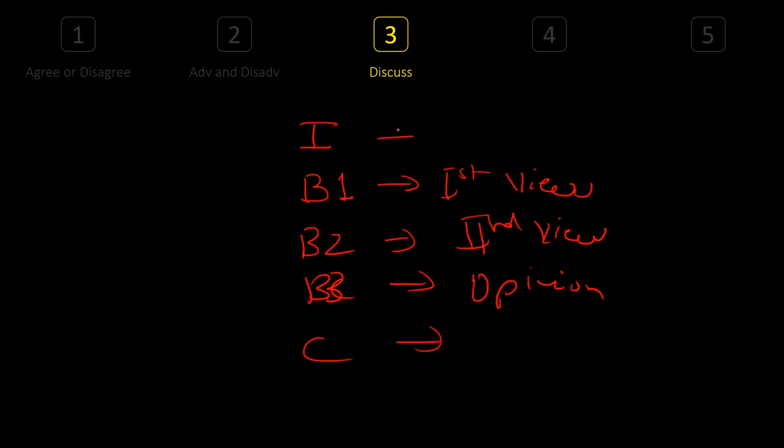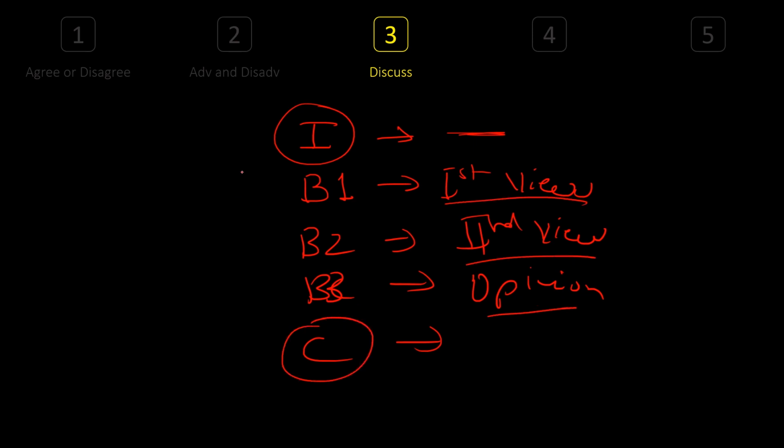It's simple. In the introduction, you should mention a little bit about both. We have discussed how to write introduction and conclusion as well, but the body paragraphs will change here a little bit. That is first view, second view, and opinion. And finally you conclude based on your body paragraphs and introduction. Clear? This is called discuss type.